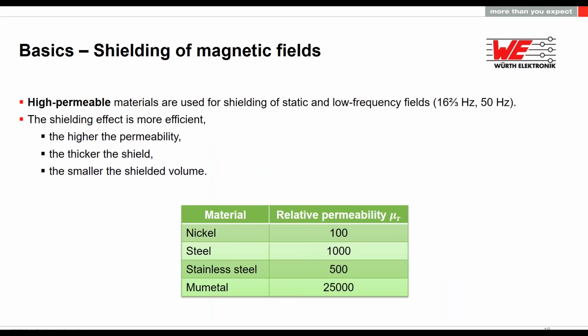High permeable materials are used for shielding of static and low frequency fields, as we said. The shielding effect is more efficient the closer it is to the source. The higher the permeability, the thicker the shield. The thickness of the shield we are placing has a very big influence, and so does the shielded volume. Some examples of materials and their permeabilities can be seen here, from nickel of 100 until mu metal that has about 25,000.